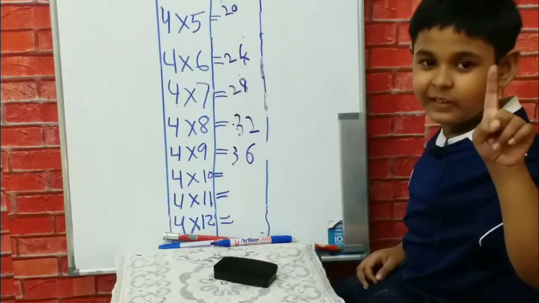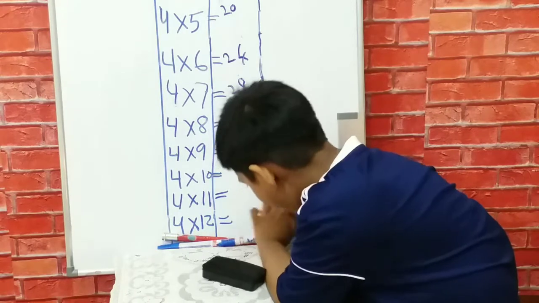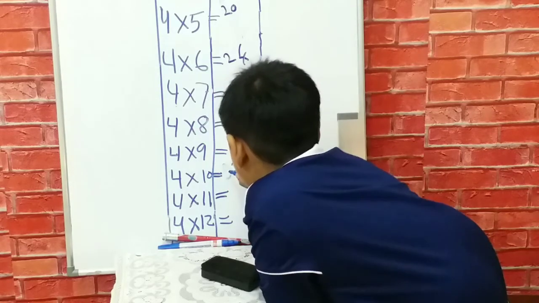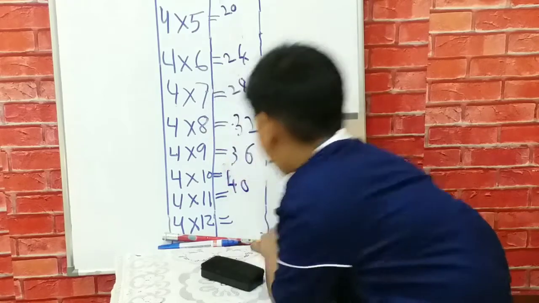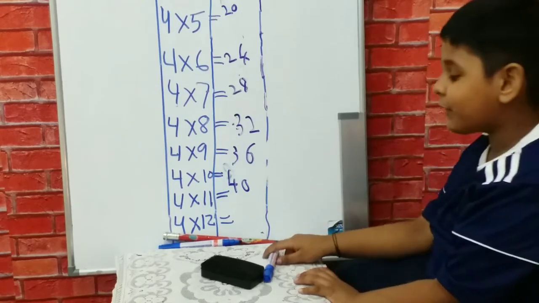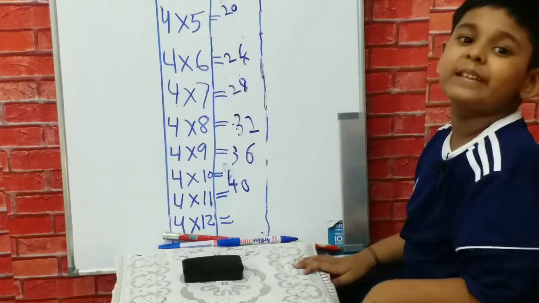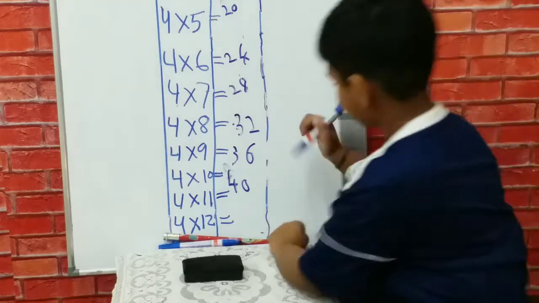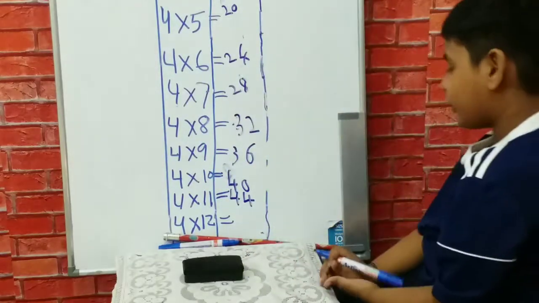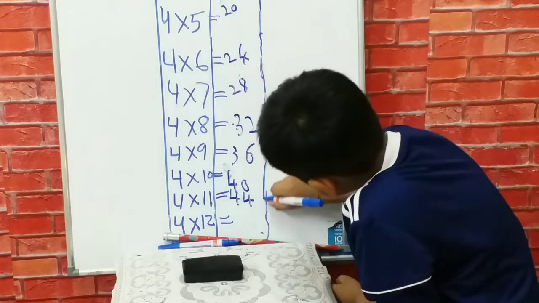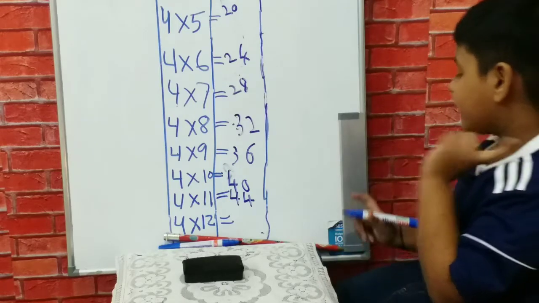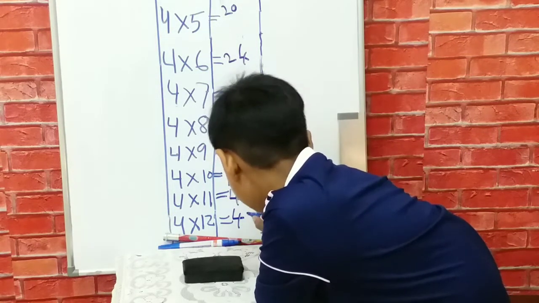Now four times ten is 40. Four times eleven is 44. Now twelve times four is 48.